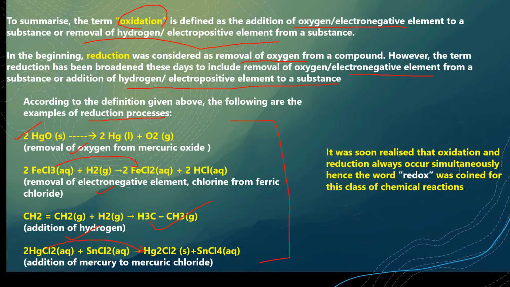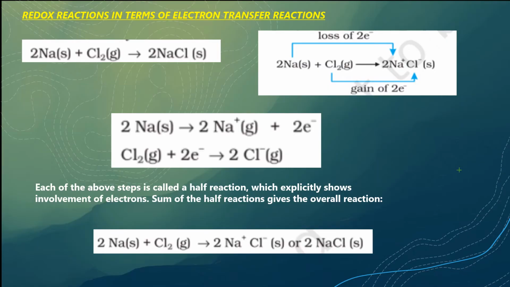So it was soon realized that in every reaction where oxidation is taking place, reduction must also be taking place simultaneously. Hence the word redox was coined for this particular category of chemical reactions. Now, redox reactions in terms of electron transfer. This is the latest one as compared to other definitions, the most apt, which can be applied to any reaction, which is redox. Suppose Na plus Cl2 is giving you NaCl.